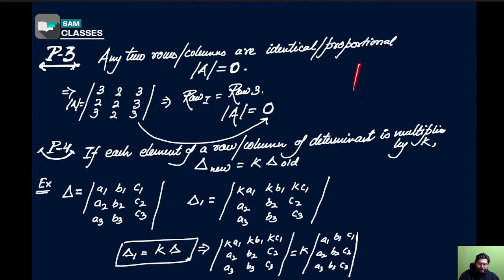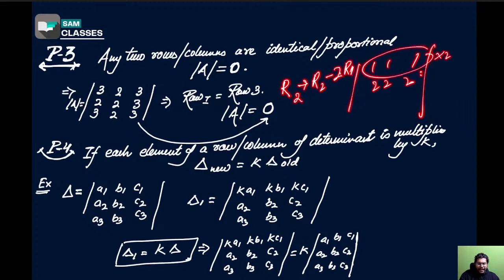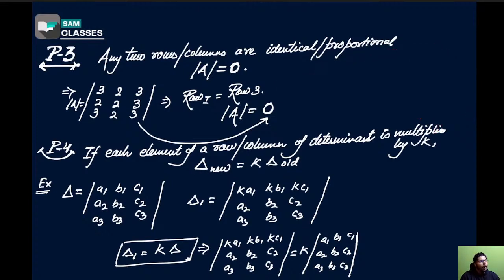If two are the same, let's say 1, 1, 1 and 2, 2, 2, what you can do is take second row equal to second row minus 2 times row 1. Multiply this whole thing with 2, subtract it, and you will get the second row as 0, 0, 0. And we all know in a determinant, if any one row or column has all elements 0, the determinant value will be 0 only, because we expand along that and get 0. Correct? Clear?